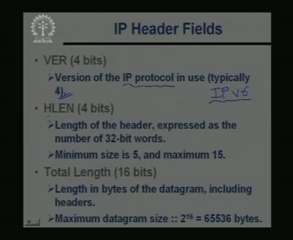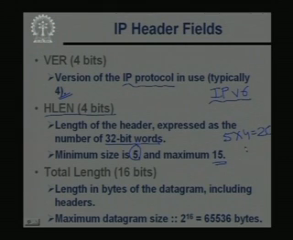The second field, the header length, is also 4 bits. This field indicates the length of the header expressed as the number of rows in the diagram or 32-bit words. Minimum size is 5, which means 5 into 4, 20 bytes. In 4 bits, the maximum number can be 15. So, including the options, the total IP header size can be 15 into 4 or 60 bytes.